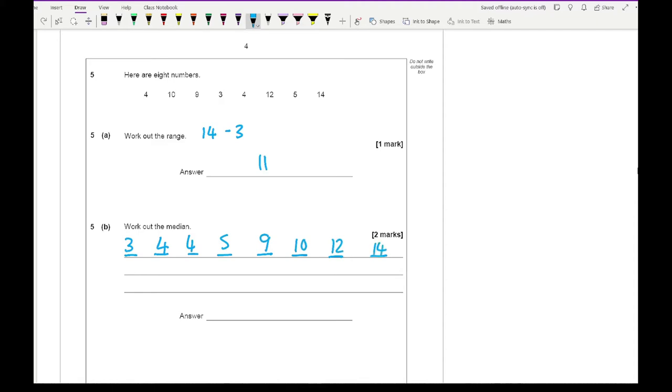Now, obviously, the dashes help so that I'm not missing a number out or making a silly error. Now, what I just need to do is take one from the top, one from the bottom, and keep continuing until I end up with either one number or two numbers. Here I've got 2 numbers, so I just have to think what number is between 5 and 9. If I'm not too sure, simply add the 2 numbers together and divide by 2, in which we get the answer of 7.